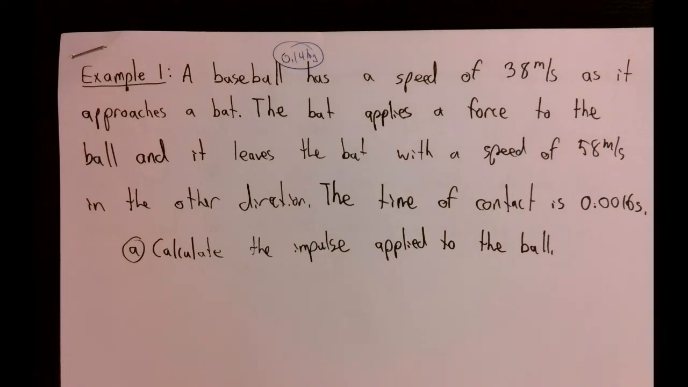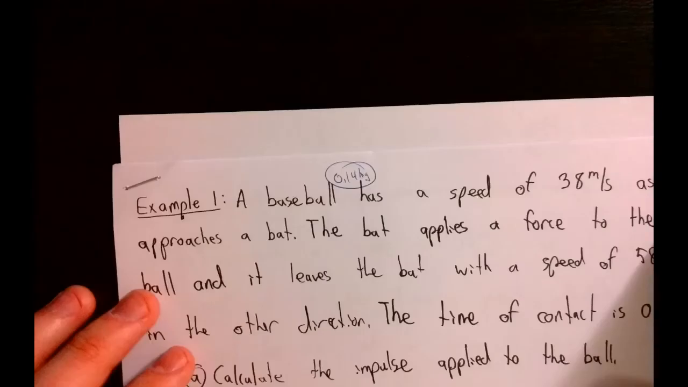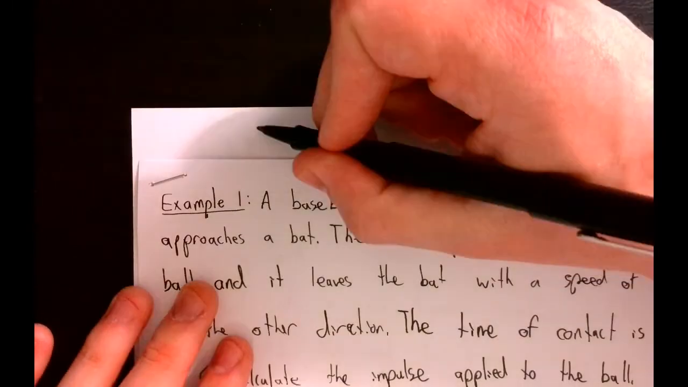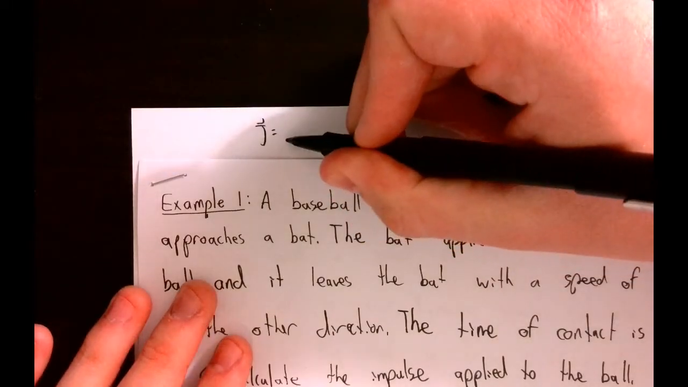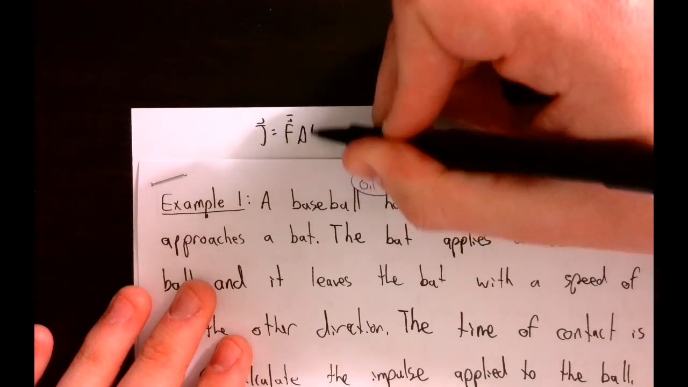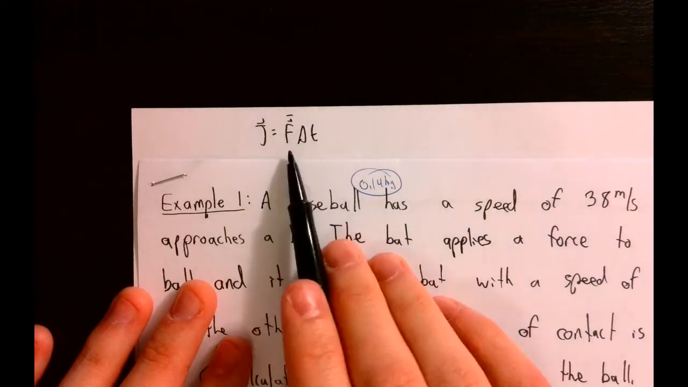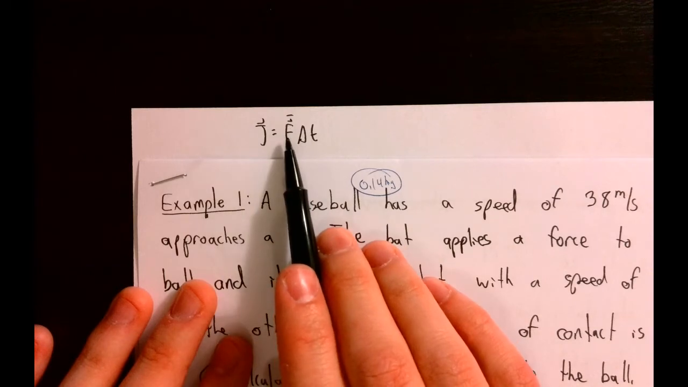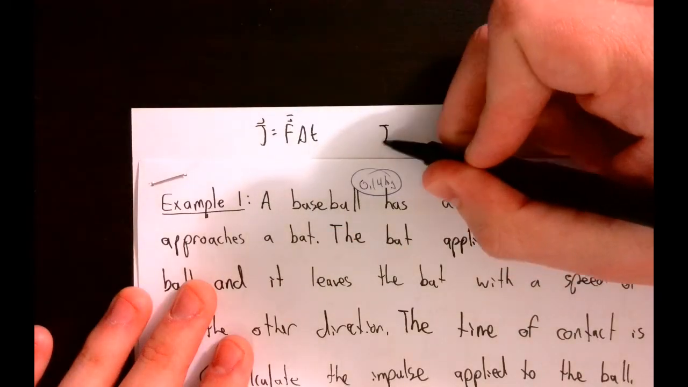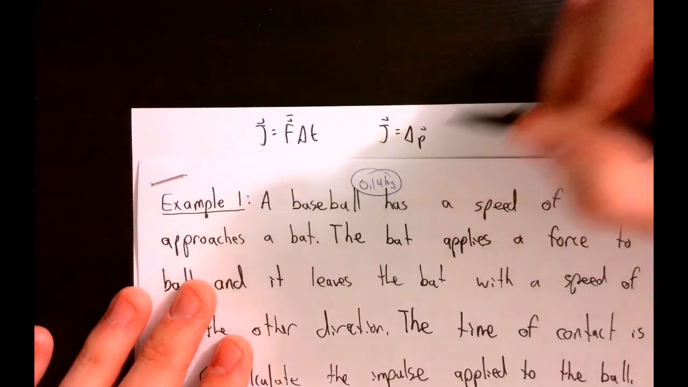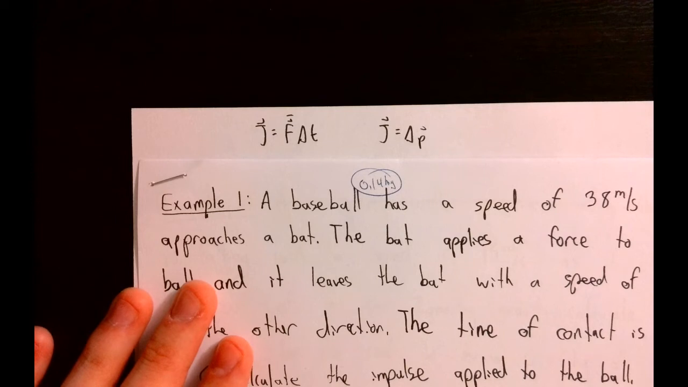So we need to know, well, hold on a second here. I'll write down all the equations that we could possibly use to get impulse. So impulse is force times change in time. That's one of our equations for impulse, but I can't use that because we don't have the average force. What we just found in our derivation is that impulse is also the same as change in momentum. So if I can figure out the momentum of the baseball before and after the hit, I'll be all set.